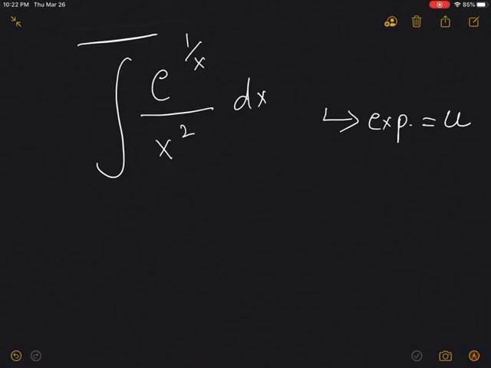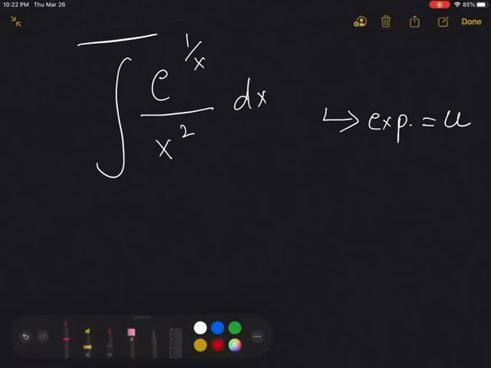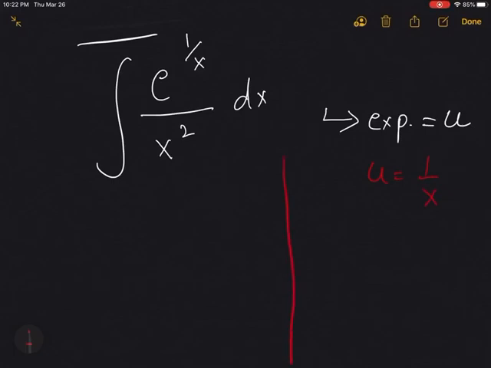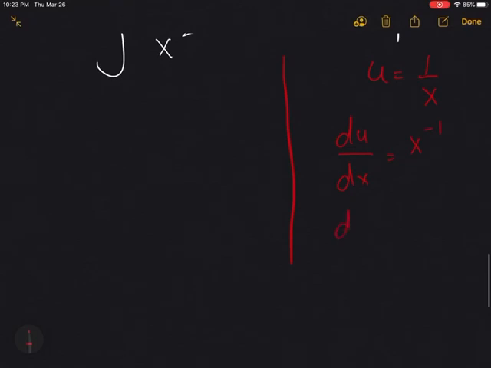Don't forget, you cannot make x equal to u. You can make the exponent equal to u if that exponent is different than x. So this exponent is different than x, yes, I can make it equal to u. So let's just say u is equal to 1 over x. I hope you remember, it's always easier to take the derivative of this side first. So I would do du over dx. Let's take the derivative. I would move this to the top. Take the derivative: -1 times x to the -2, which eventually is going to be this.